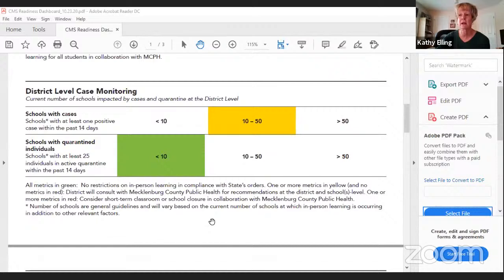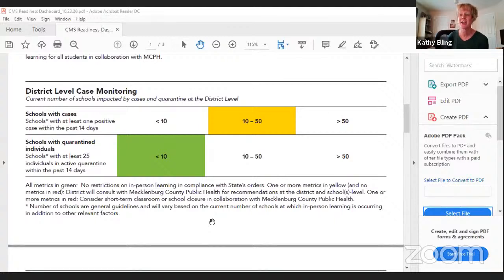We are also tracking cases by school. The number of schools or the number of individuals, screen is not shared. Hold up. Sorry about that. So let me back up. So this is why I'm in school and schoolwork and not media, right?